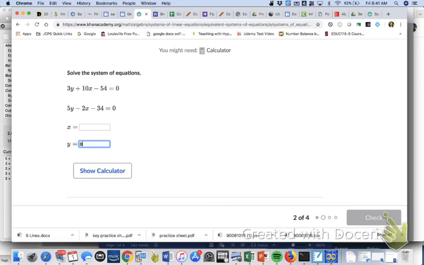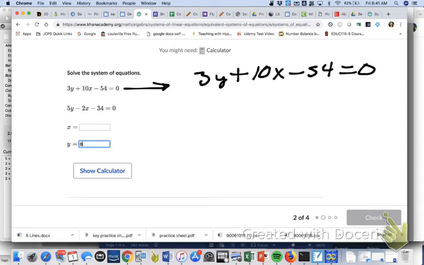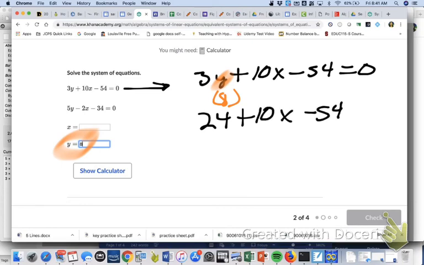And of course, we need an x coordinate because we don't have that yet. So I'm going to take the top equation. And I am going to, of course, substitute 8 in for y. So instead of 3 times y, I'm going to do 3 times 8, which is 24, plus 10x minus 54.